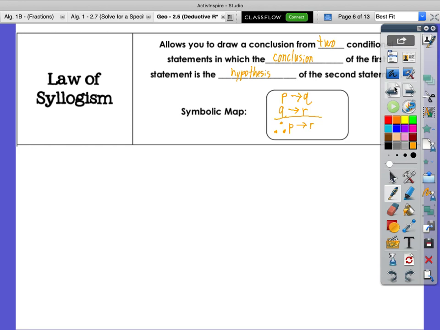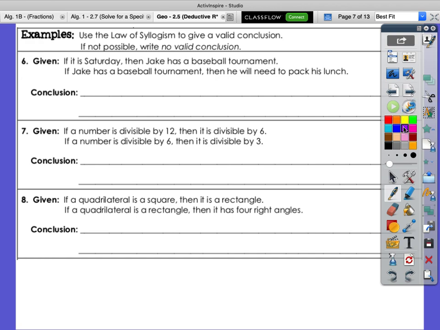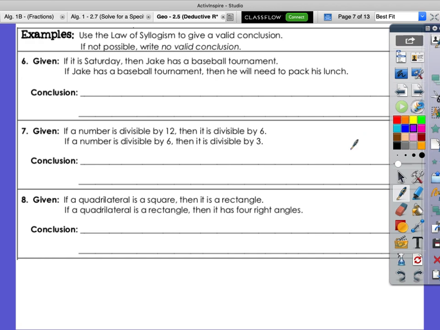Yes, Marissa? What if it's set up like that, but the conclusion they give isn't right? Like, it doesn't make any sense. Let's see if we have one of those examples and it pops up, okay? That might be helpful. I already did them ahead of time.